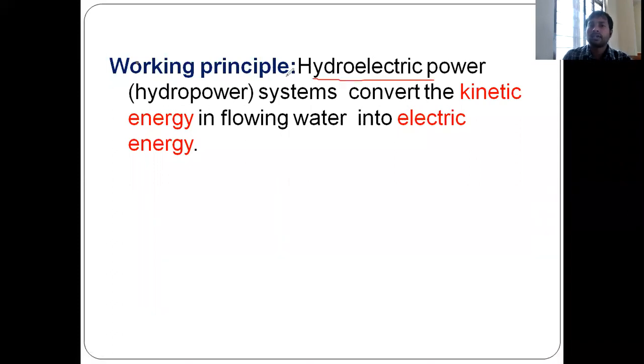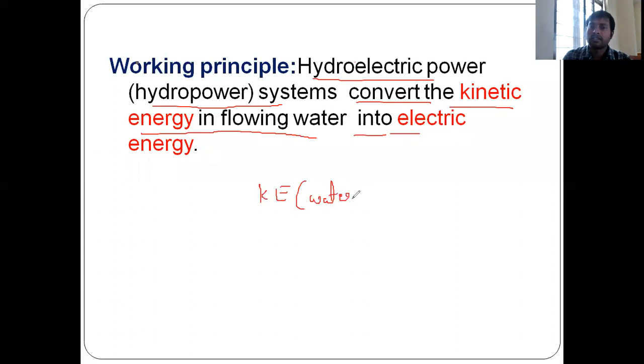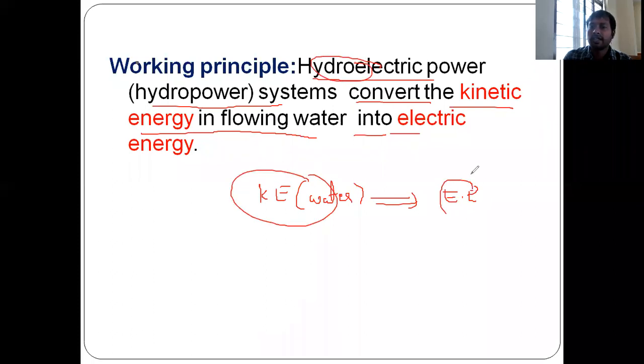The working principle is that a hydroelectric power, or hydropower system, converts the kinetic energy of flowing water into electric energy. Simply, the kinetic energy of water will be converted into electrical energy directly. So this is the basic principle. This kinetic energy is gained by storing the water at a certain height, which is nothing but the potential energy of the water.